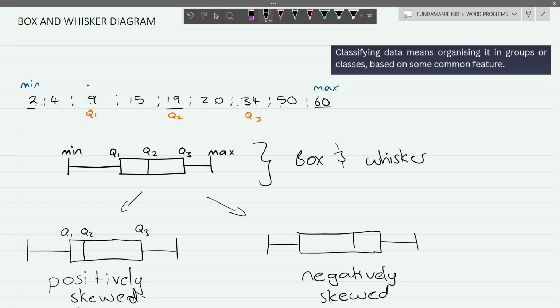And then this one here, the example that I drew, this is either neutral or a balanced diagram that represents the data. That means the class or whatever this data represents is not leaning more towards the left or the right hand side, but rather there's an equal distribution between our quartiles. So that's it for the box and whisker diagram.